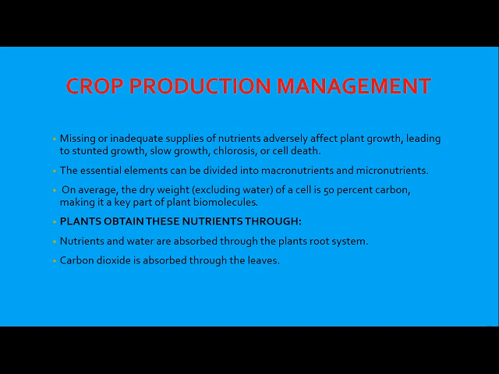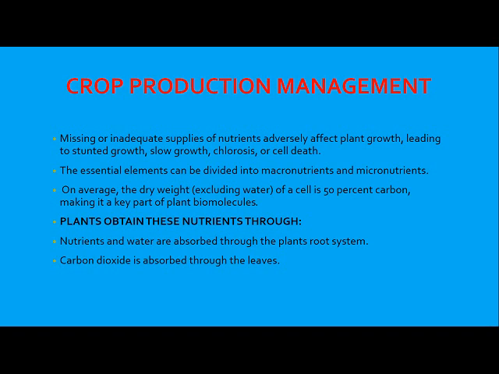The essential elements which are being used by the green plants can be very widely divided into two types, macronutrients and micronutrients. On an average, the dry weight of a cell is 50% carbon. Thus, carbon is an important key part of all plant biomolecules.